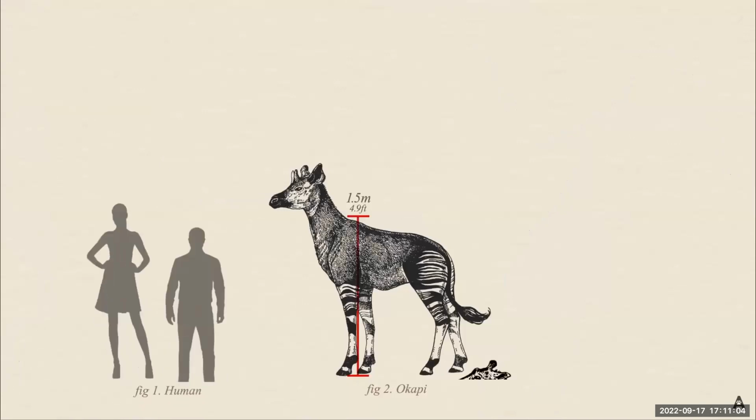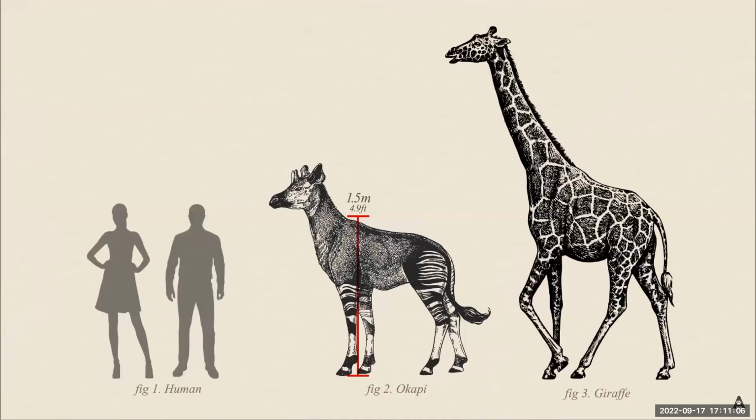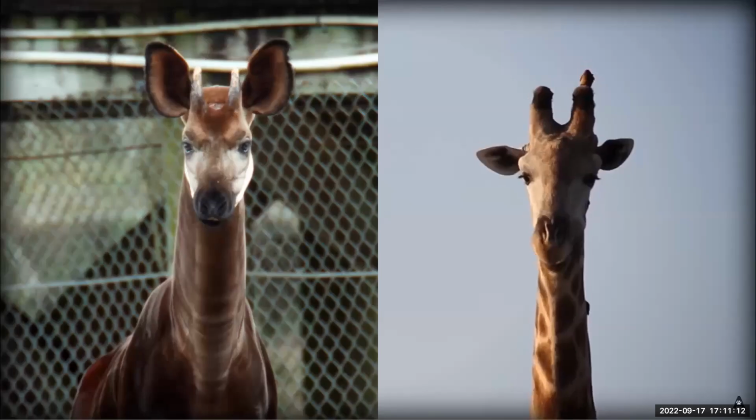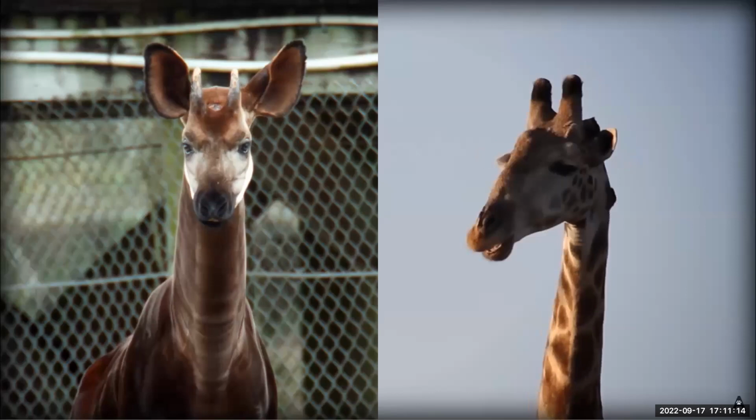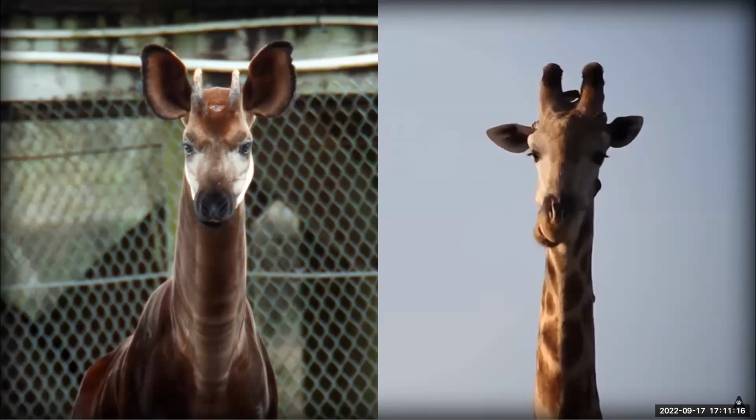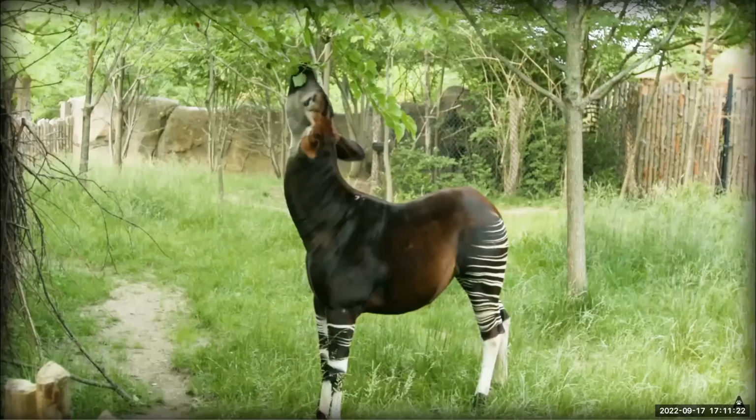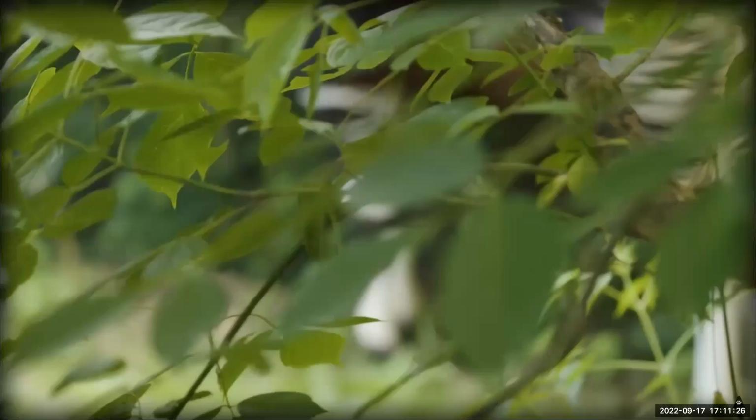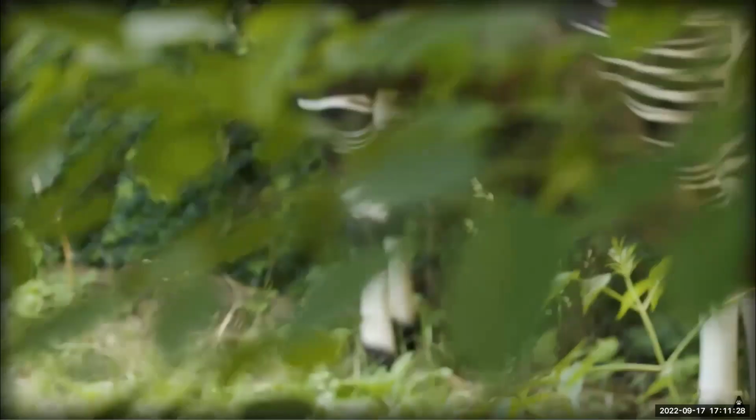Okapi measure around 1.5 meters tall at the shoulder, and from head to tail measure around 2.5 meters long. Similar to their much taller cousins, the giraffes, Okapi have little hair-covered horns called ossicones. You may have guessed, but Okapi are herbivores. And they primarily eat fruit, grass, and fungi. They live in dense canopy forests and have all sorts of adaptations that help them thrive in their habitat.